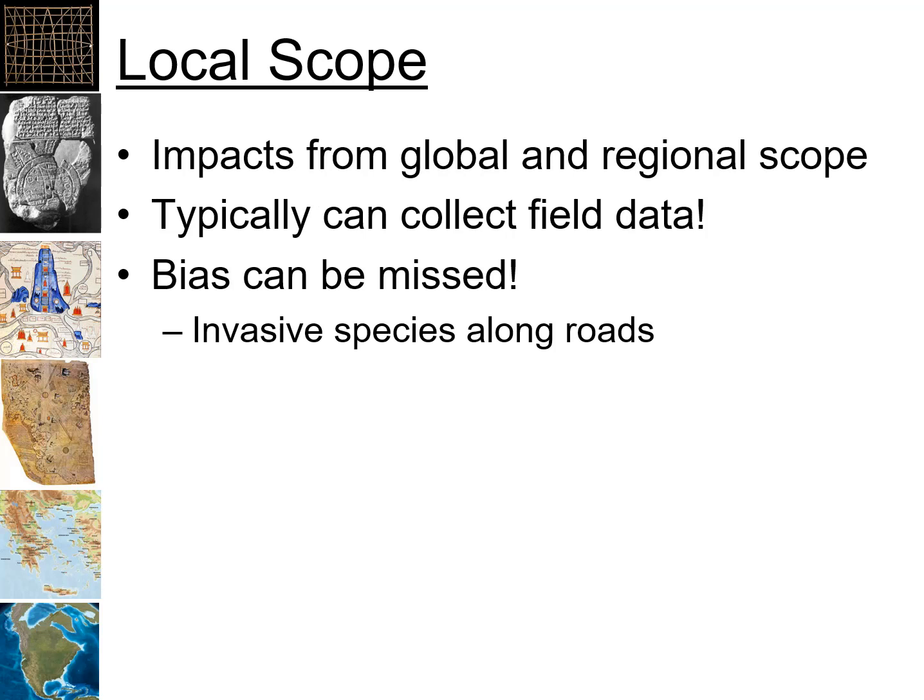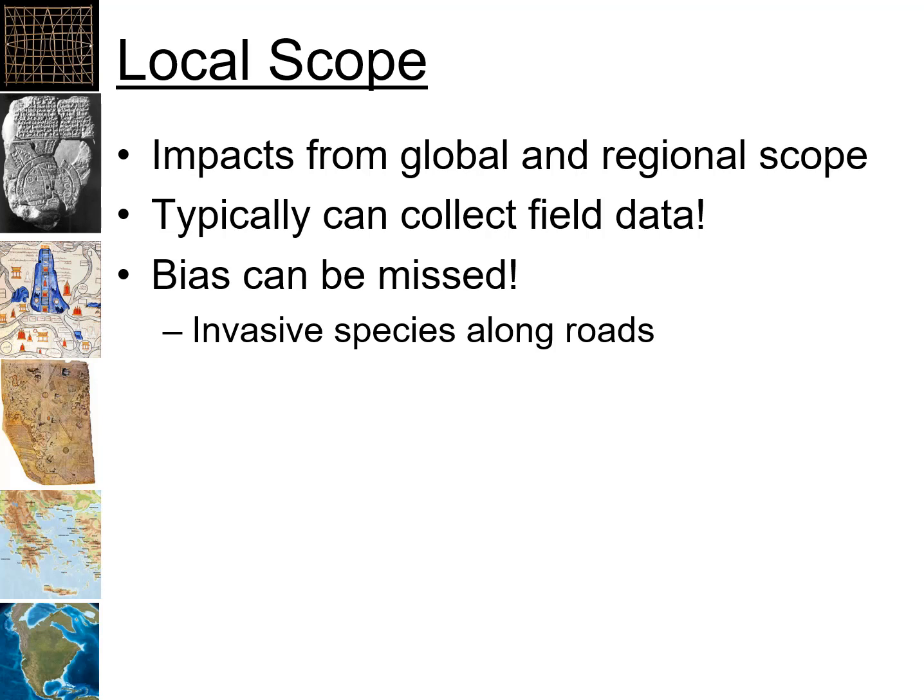Local scope. So we get down to local scope. Remember, again, we're still going to be impacted by global changes and regional scope changes. So here in Humboldt County, of course, we're being impacted by sea level rise more than most areas because we're sinking, as well as having the sea rise. The good news is we can typically collect field data, right? If we're modeling here in Humboldt County or wherever, somewhere near where you live, you can go out and collect data, which is great because now you know the data.